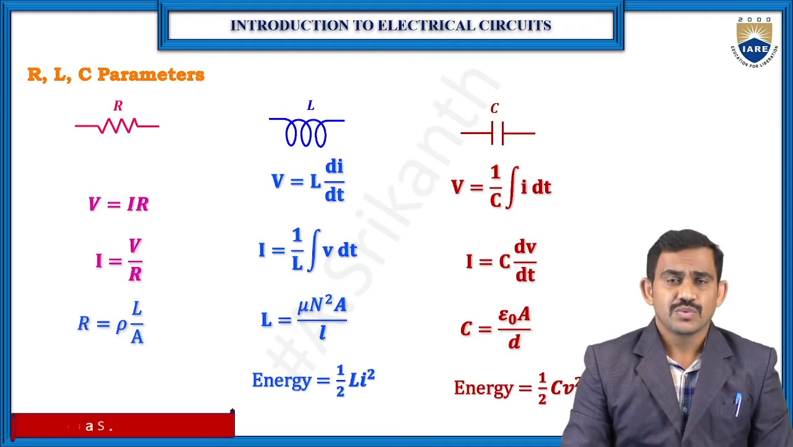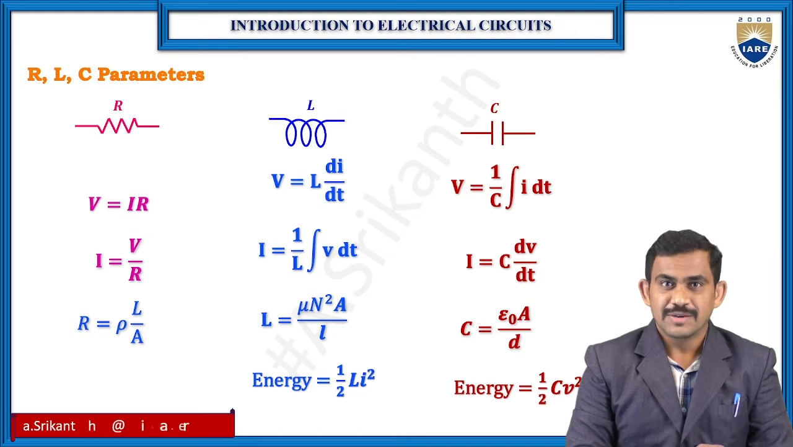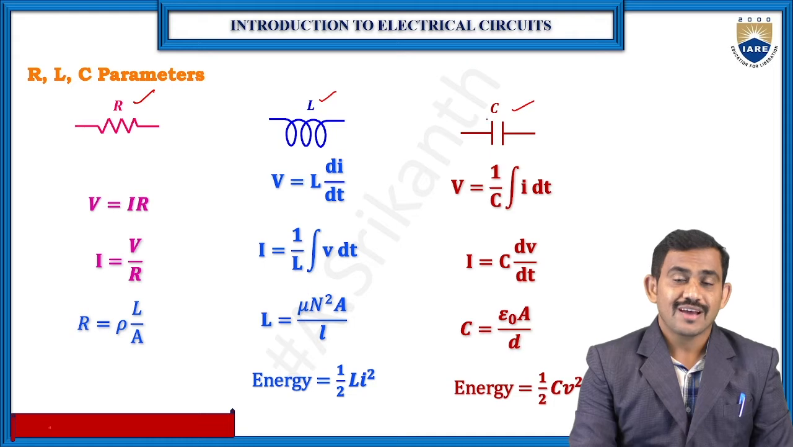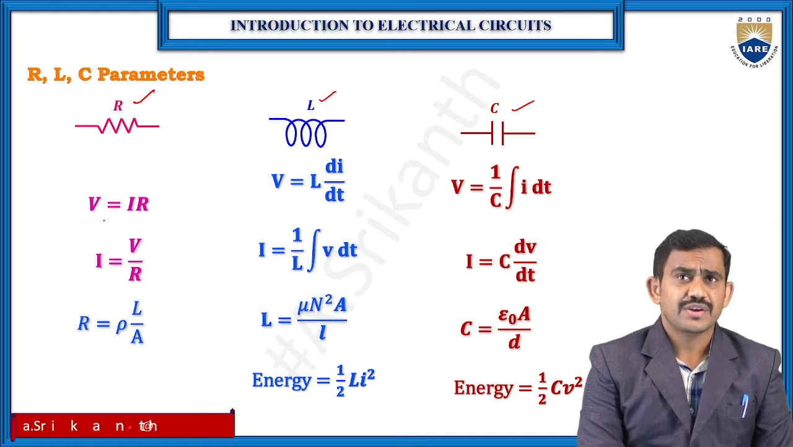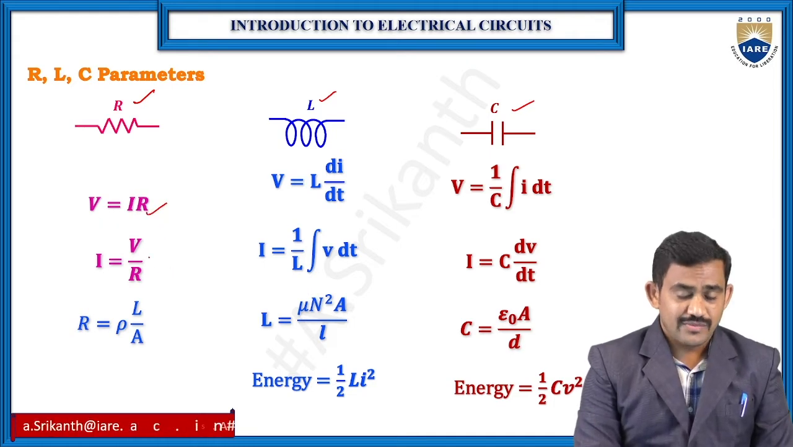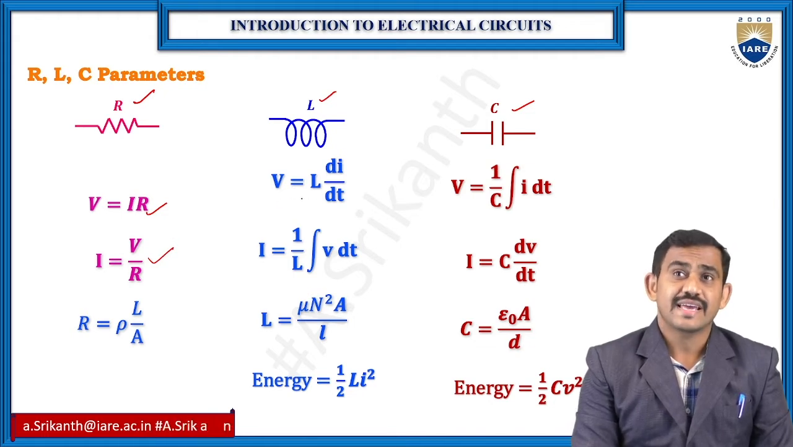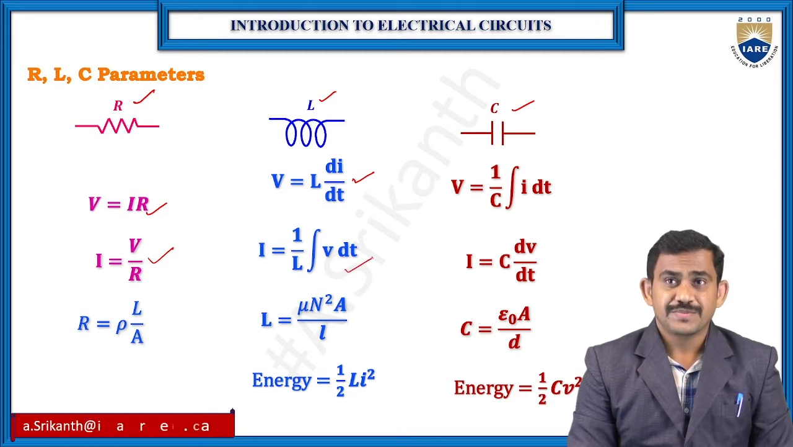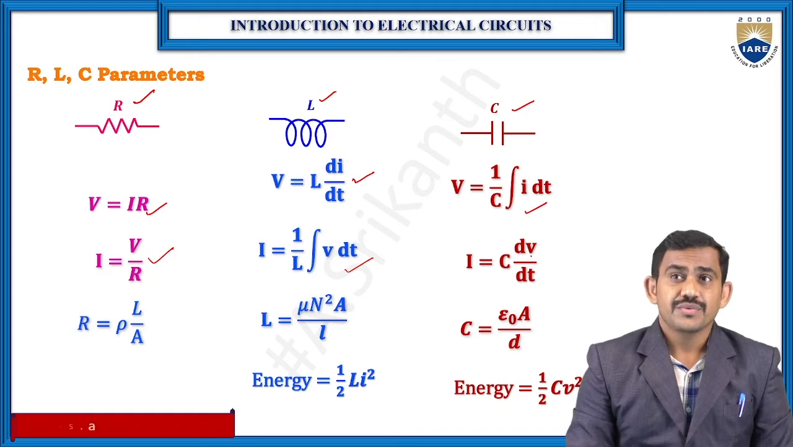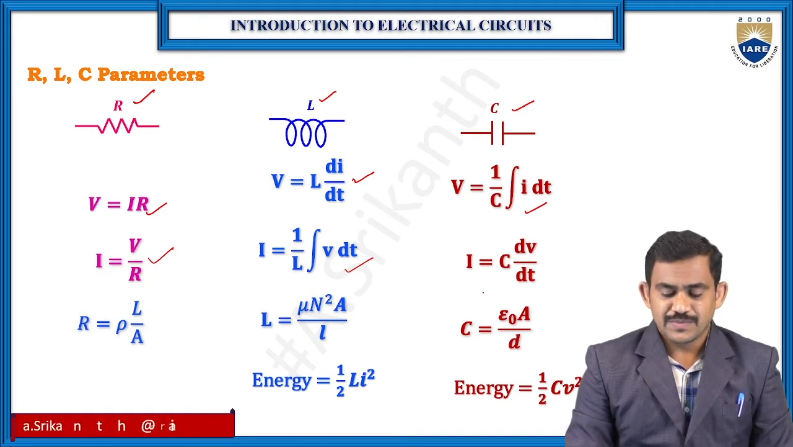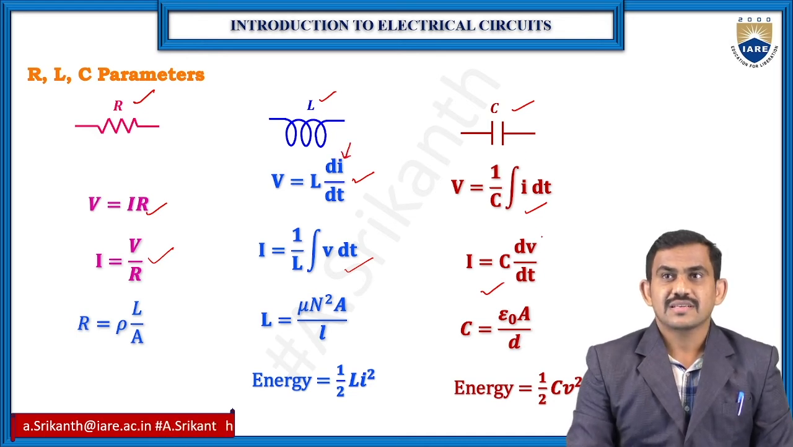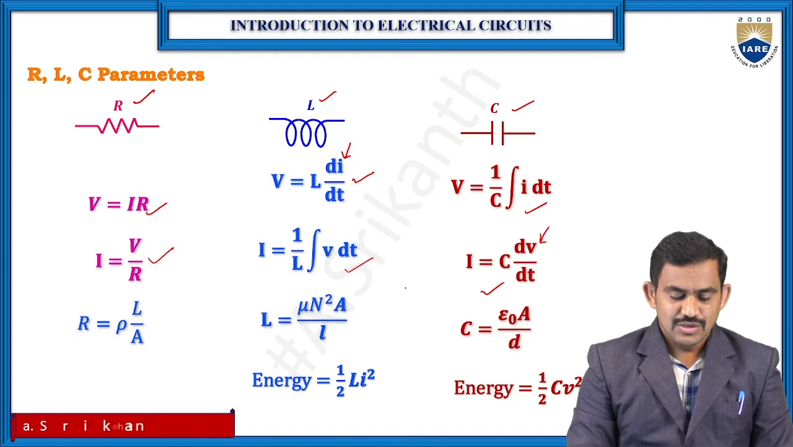Coming to the current and voltage relationship in passive elements. For resistor, inductor and capacitor, we have these formulas. V equals I into R and I equals V by R from Ohm's law. Same thing, for the inductor, V equals L di by dt and I equals 1 by L integral V dt. For the capacitor, V equals 1 by C integral I dt and I equals C dV by dt. The inductor stores energy in the form of current. The capacitor stores energy in the form of voltage.